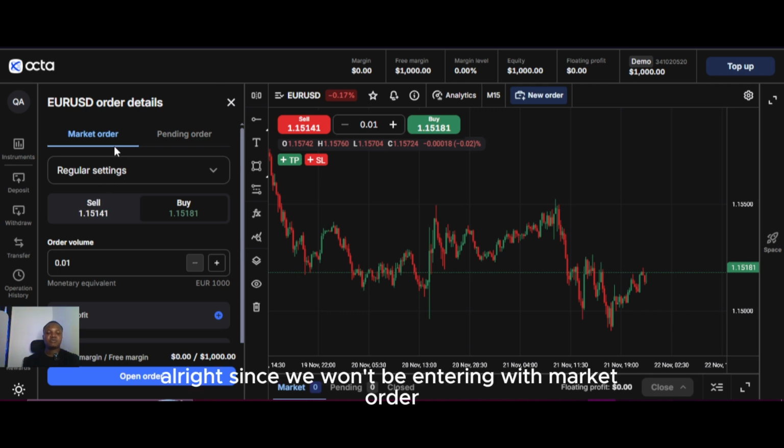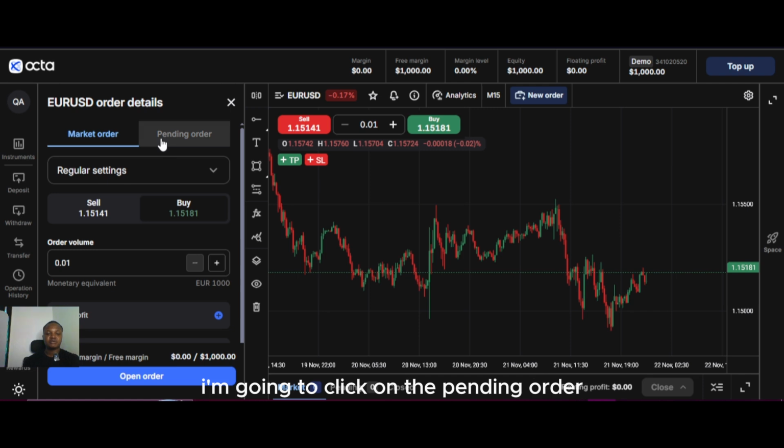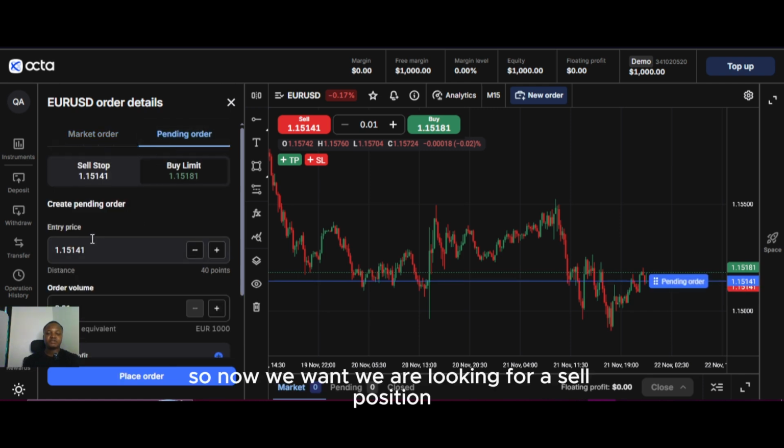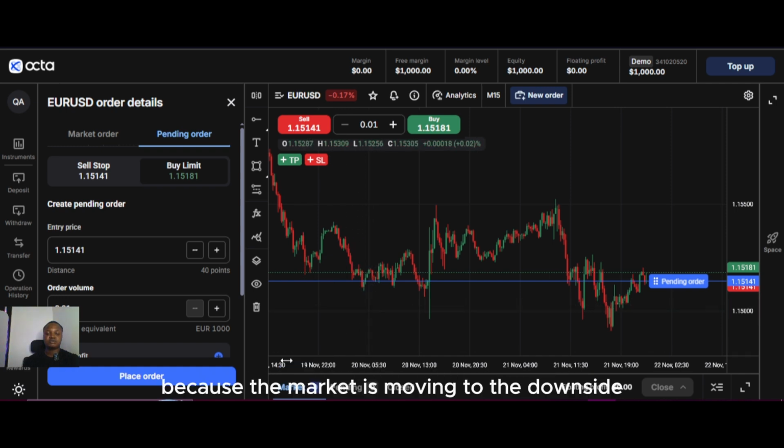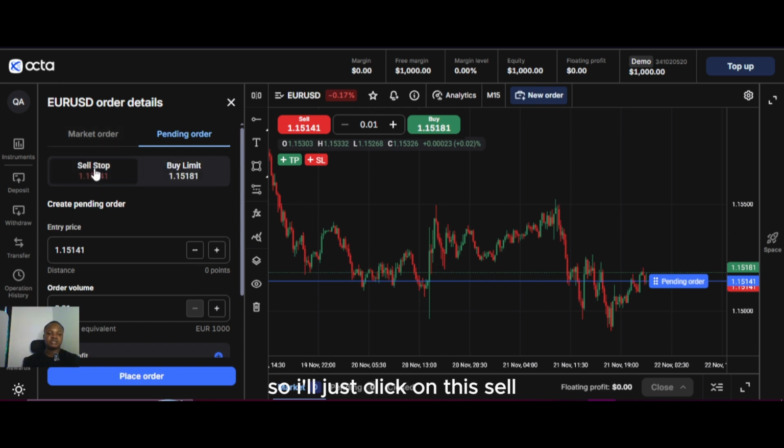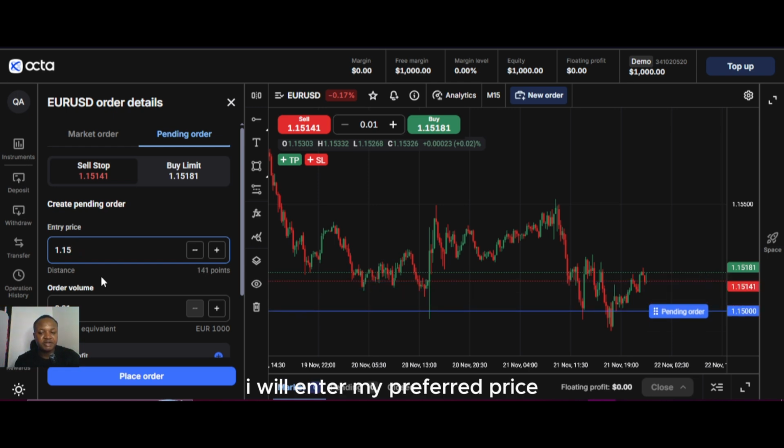All right, since we won't be entering with a market order, I'm going to click on the pending order. So now we are looking for a sell position because the market is moving to the downside. So I'll just click on this sell. Then I will enter the preferred price.